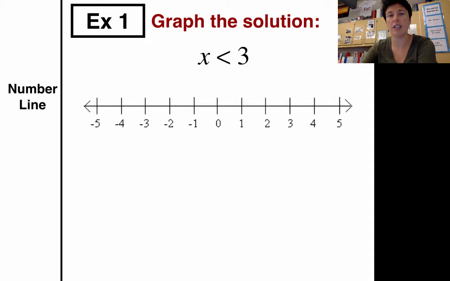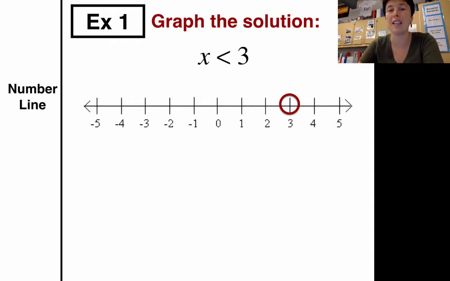Always be sure you get 0 somewhere in the middle. I'm going to go 1, 2, 3, 4, 5, and -1, -2, -3, -4, -5, just to spread out my numbers. Then once you have a number line, our focus is on 3. x is less than 3, so I'm going to circle 3. That's my anchor point that I'm focused on.